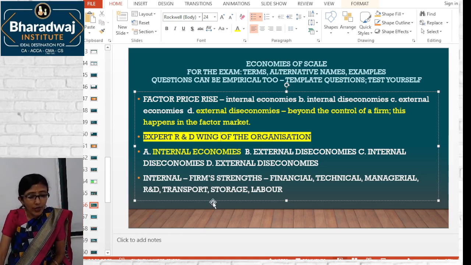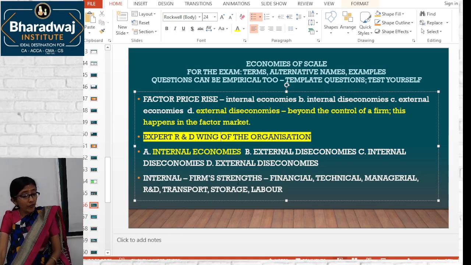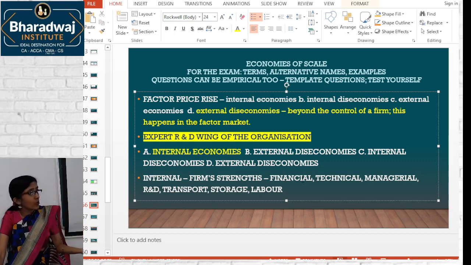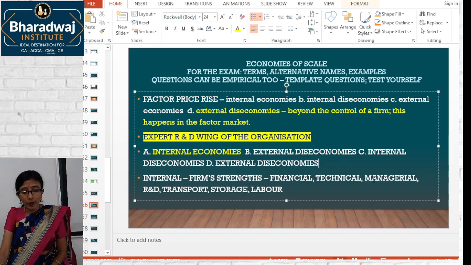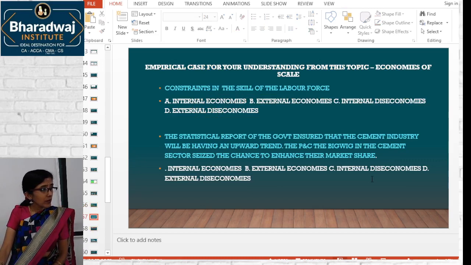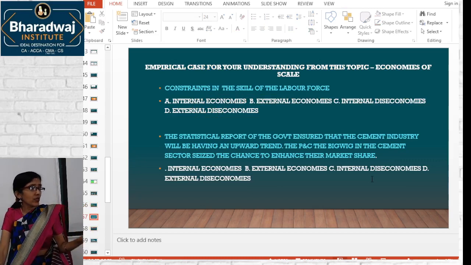Internal economies. Now, why was this given to you in the first place? Because research and development as such is the bigger one. That is why we have said of the organization, the wing of that organization. Otherwise, research and development, the data which is used by the organization, which is published by the government department, that will be external. Okay, very good. So, internal are firm's strengths. And remember, my dear students, it can fall in the category of financial, technical, managerial, R&D, transport, storage, labor, anything. Even internal, strong transport facility, you can have your own transport facility also. So, don't be confused about that. If it is outside, they will tell that external economies.